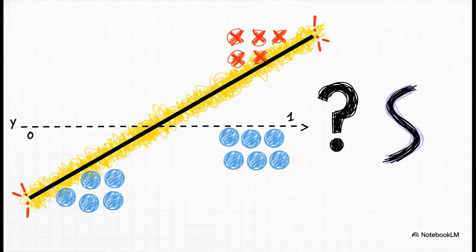And you can probably see why our trusty straight line is just a terrible tool for this job. A straight line can shoot way up past 1 or dip way down below 0, and that just doesn't make sense for our problem. You can't have an email that's 150% spam, right? We need a function that's kind of forced to stay between 0 and 1. We need a whole new shape.